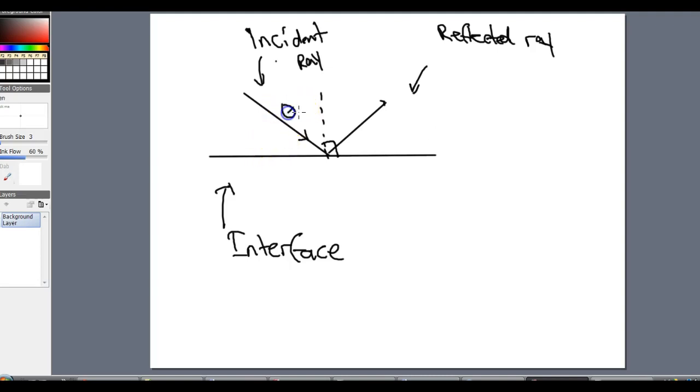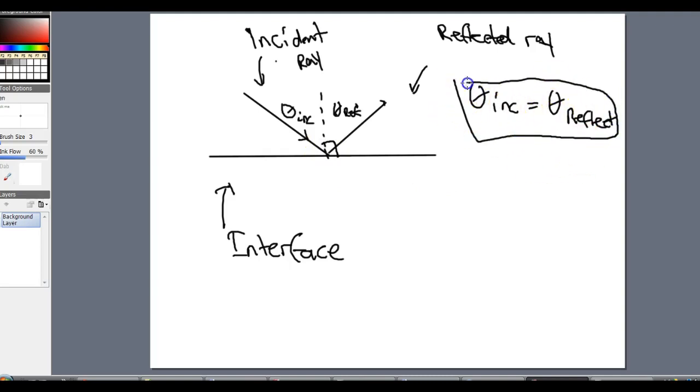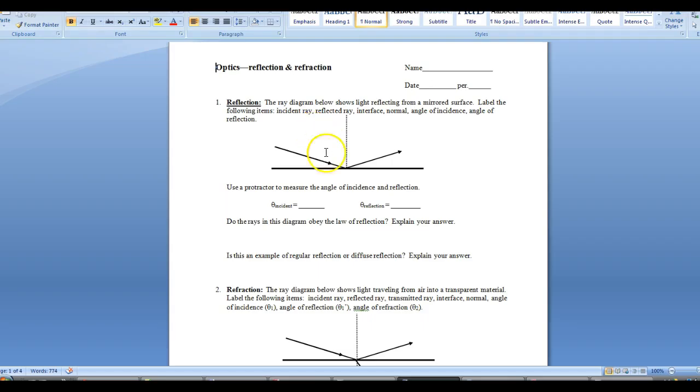Angle of incidence and angle of reflection, and you should remember, hopefully, that for reflection the angle of incidence is equal to the angle of reflection. Now it's more complicated when you have refraction going from one medium to another. This is a very simple relationship for reflection. So those are just a couple of basics. Use a protractor, we're not going to do that.